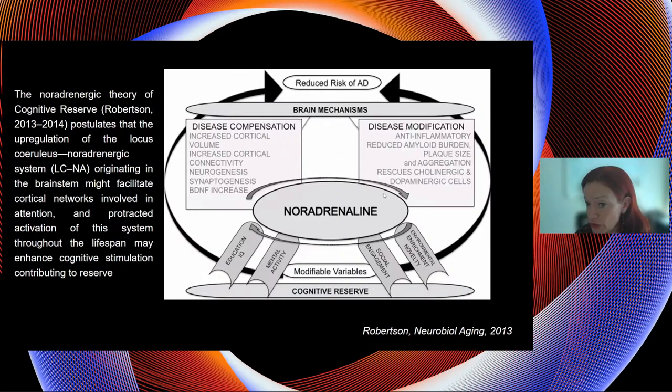So also, as for the noradrenaline theory of cognitive reserve, it postulates that the upregulation of the locus coeruleus noradrenergic system, which originates in the brainstem, might facilitate cortical networks involved in attention and protected activation of the system, which would operate throughout the lifespan and enhance cognitive stimulation, which would contribute to cognitive reserve.